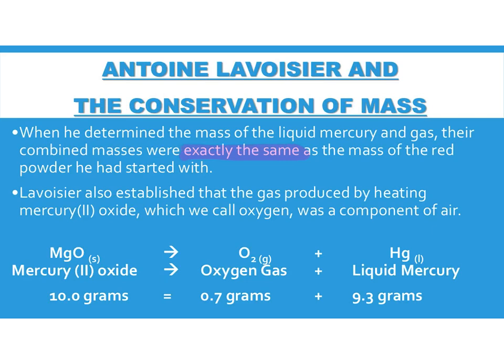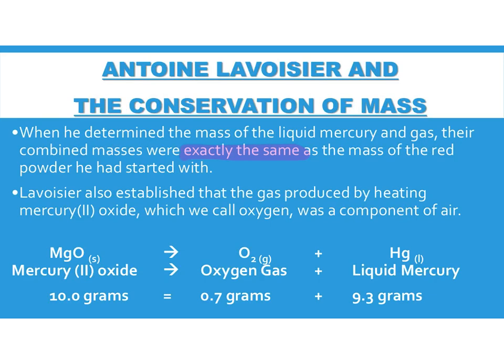All right, and so what Lavoisier established is that the gas produced by mercury(II) oxide was a component of just regular air, and he actually called this, I believe, dephlogisticated air, but we're not going to get into that. There's a rabbit hole on the discovery of oxygen, and this was one of the steps on the way to really understanding oxygen.